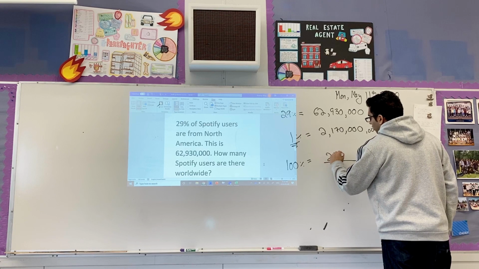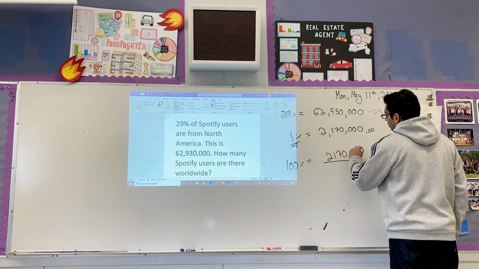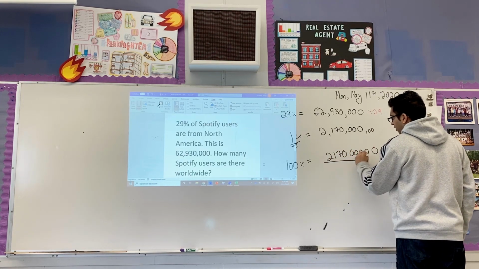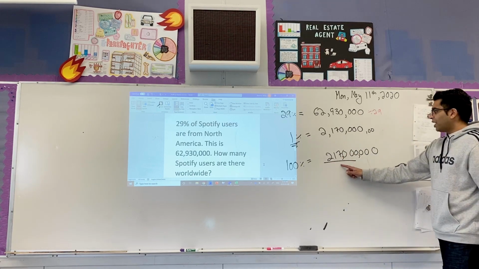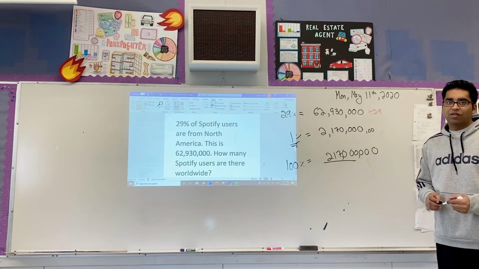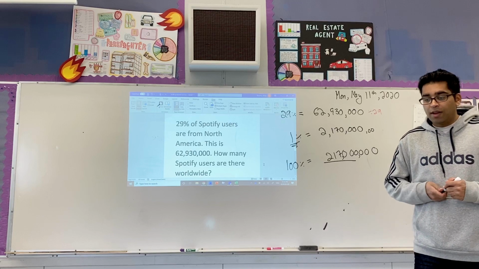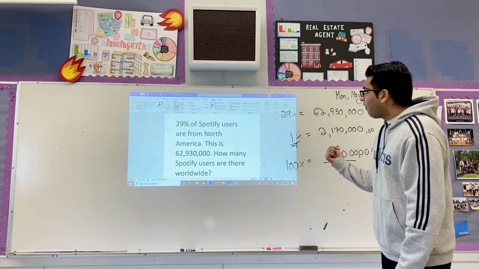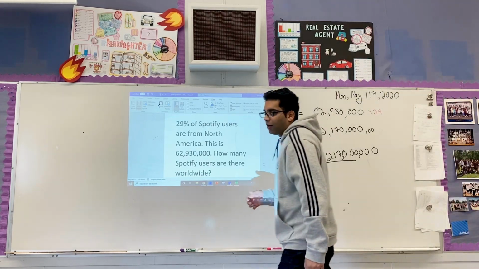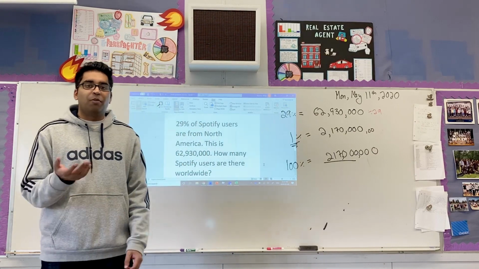So 2, 1, 7, 0, 1, 2, 3, 4, 5. 217 million Spotify users worldwide, which is a lot more than I thought. That is how we find a total amount of something if we're given a partial percentage and a partial amount.